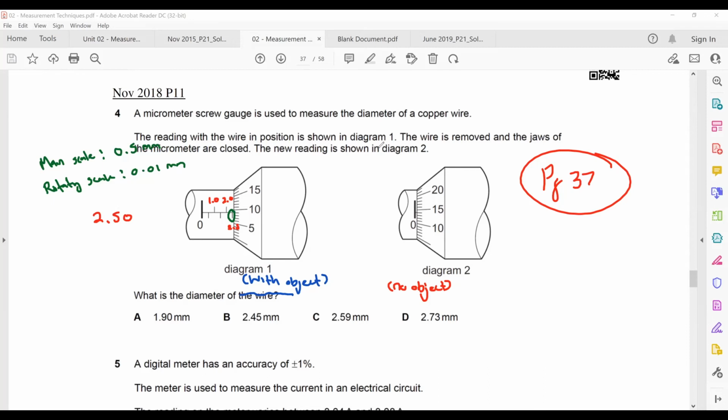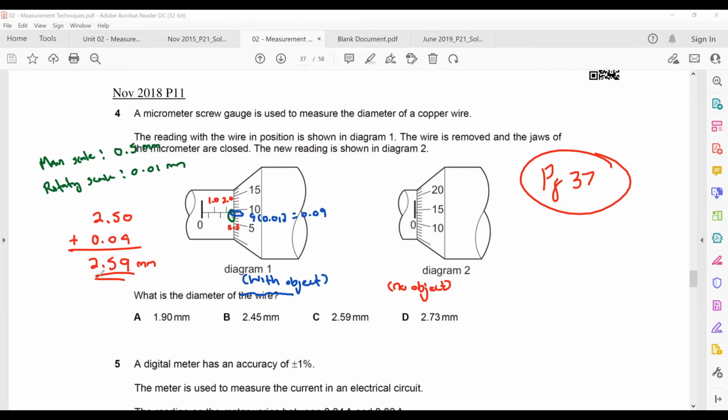But how about for the rotating scale? You can see that this portion here is at 9, right? It will actually be 9 times 0.01, giving me 0.09. So this one will be 0.09. This one will be 2.59 millimeter. Okay, so this one is fine.